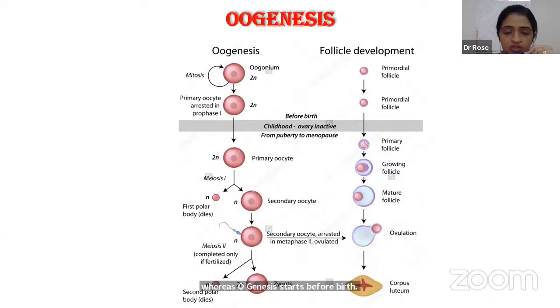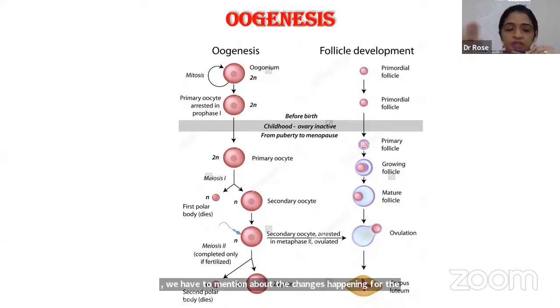So when we talk about oogenesis, we have to mention the changes happening for the oocyte as well as the changes happening for the follicle. These are the two headings under which we explain the oogenesis. Like the spermatogonium, we have the oogonium, which will be converted to primary oocyte by mitotic division, and this division actually begins before birth. And when we check the ovary of a newborn baby, it will have primary oocytes arrested in prophase of the first meiotic division.